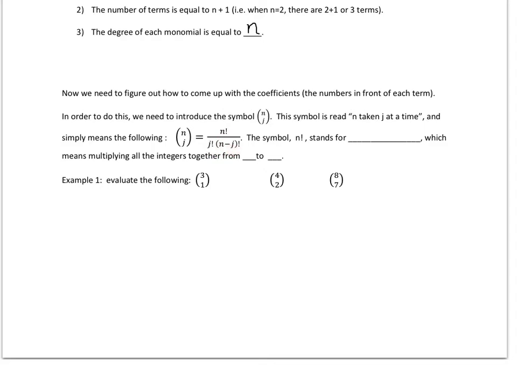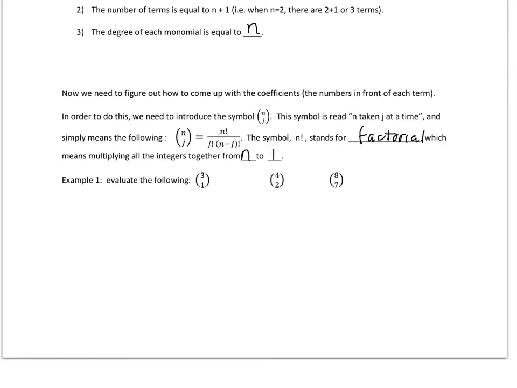Okay. So again, that means factorial. And what does factorial mean? We've talked about it. If I had 4 factorial, what does that mean? What's 4 factorial? 4 times 3 times 2 times 1. What is 3 factorial? 3 times 2 times 1. What's 5 factorial? 5 times 4 times 3 times 2 times 1. Okay, good. So that means we multiply all the integers. If I have n factorial, I go from n all the way down to 1.